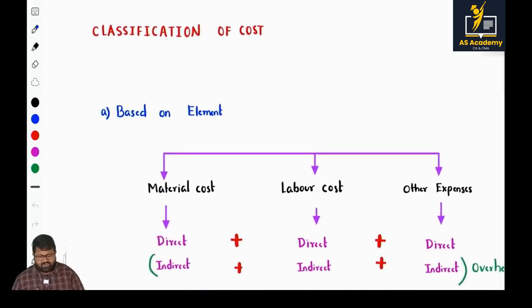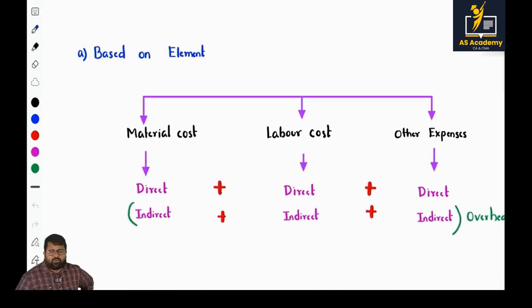So based on element, we have three categories. What are those three categories? Material cost, labor cost, and expenses. So material can again be bifurcated into two categories. What are those? Direct and indirect. Whichever is directly traced is direct cost. Whichever is not traced directly will be indirect cost.